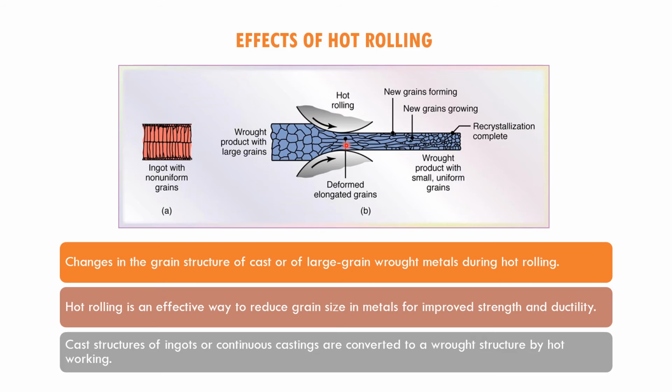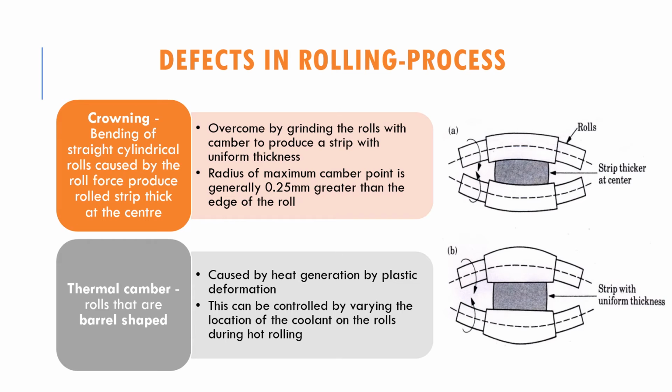Since the work material is still at high temperature, new grains will start to form, and when the recrystallization is complete, the grain will be small and uniform. During this process, we will improve the strength and also the ductility of the metal. During the rolling process, there might be defects in terms of the processes.